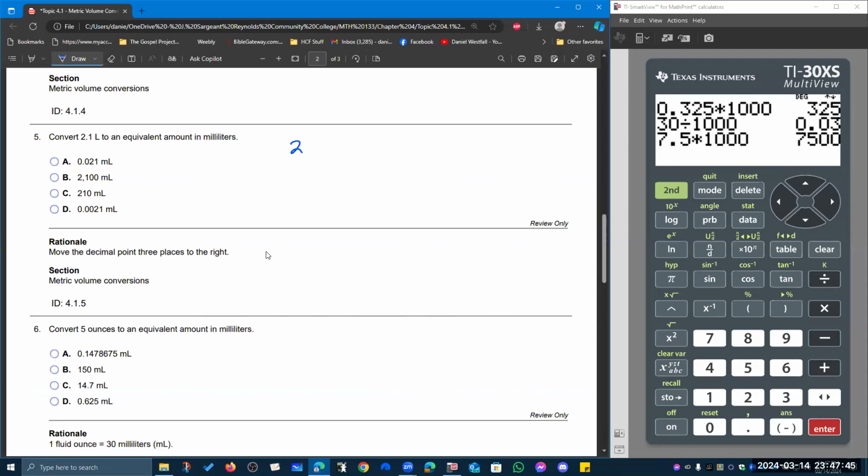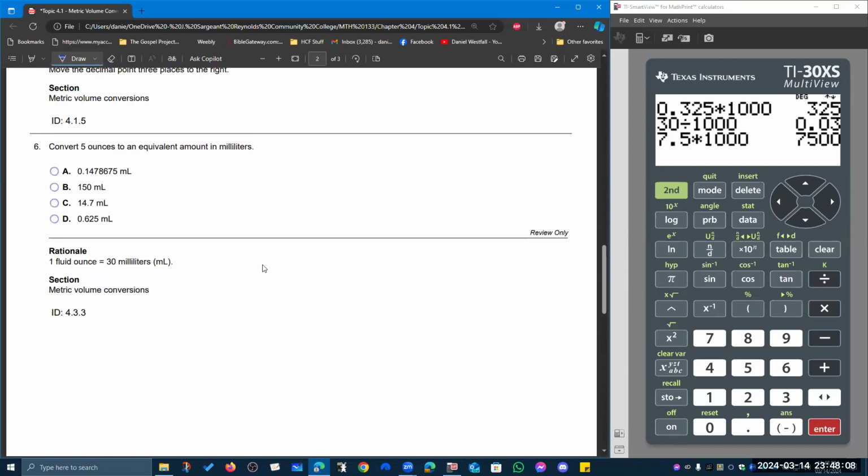2.1 liters to milliliters, we're going to be changing from liters to milliliters. We're going to be multiplying by 1,000 and moving the decimal point 3 places to the right. So this is going to be 2,100 milliliters.